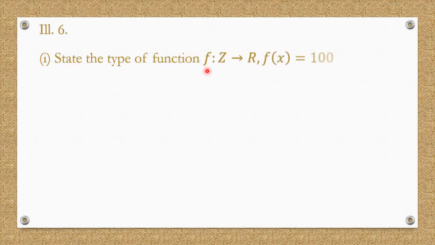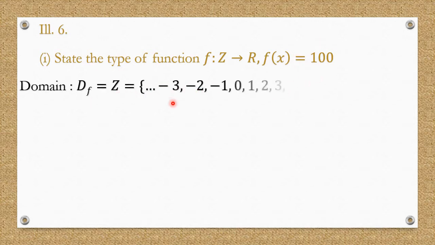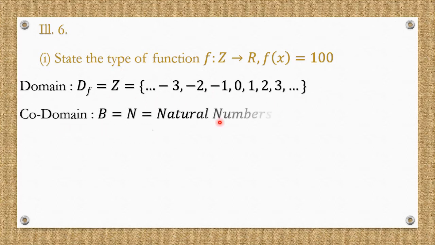And now illustration 6, the first one, the type of function. f is a function from Z to R, f(x) is 100. As you can see here, this is just 100. No x is there. That simply means the domain is, as we have known, from negative infinity to positive infinity, and R is just the real numbers. So any real number, positive, negative, decimals, whole, doesn't matter.